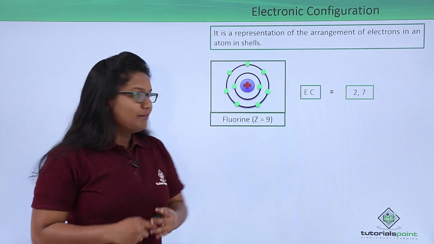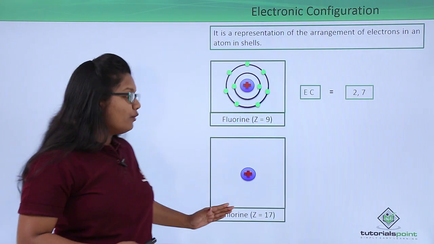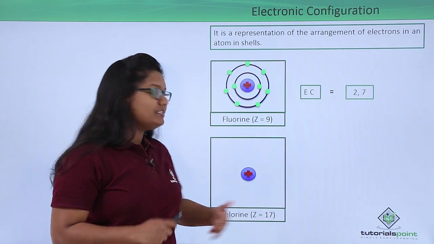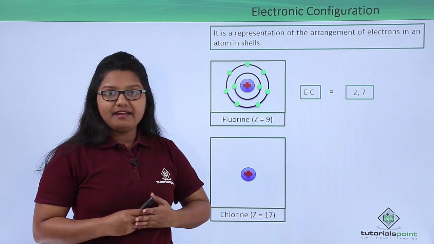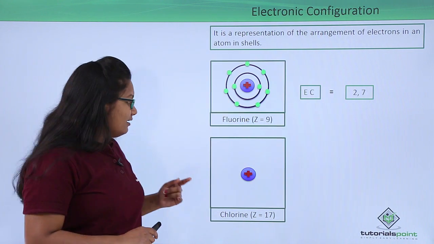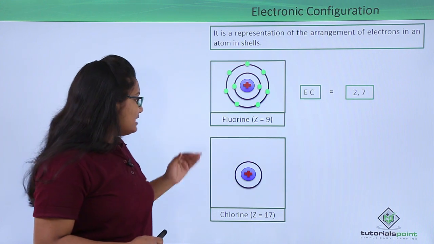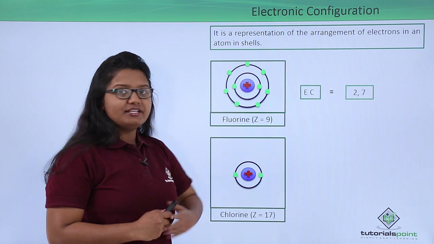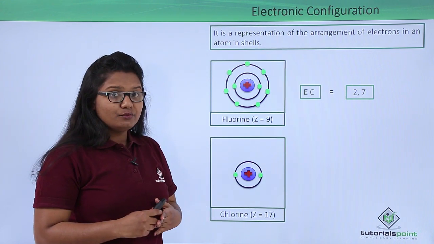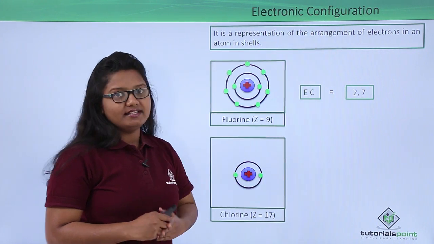Let's take another example of chlorine whose atomic number is 17, which means that it must be having 17 electrons. Now we will follow the same steps to arrange the electrons here. That is, we will place 2 electrons in K shell and the next 15 electrons we need to place in the rest of the shells.